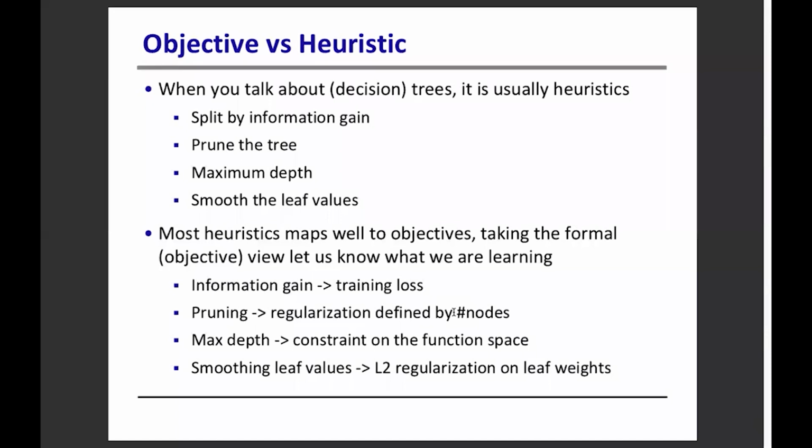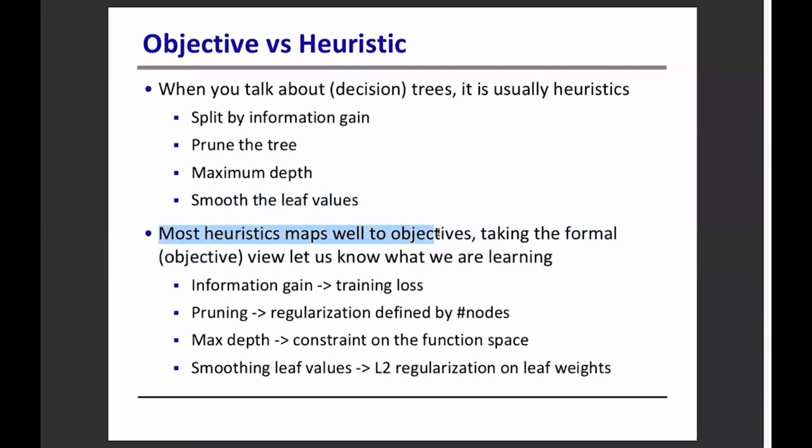And maximum depth is another way of regularizing. Smooth the leaf values, as in the leaf values under a particular node should have similar values in general. Basically, find the average of leaf values. So this is what we generally talk about.